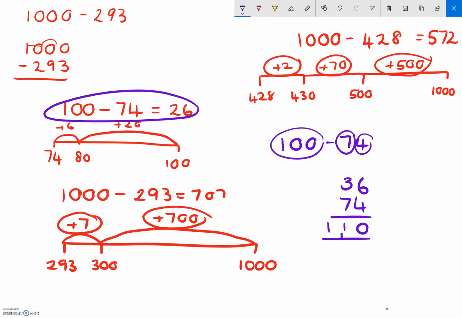So just be really careful, as that's a common mistake. Stick with the number line until you get confident, and then you'll be fine.